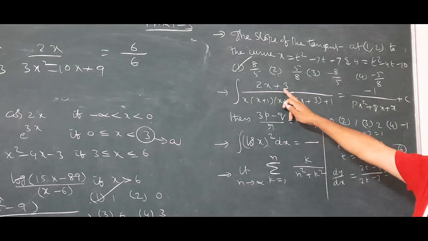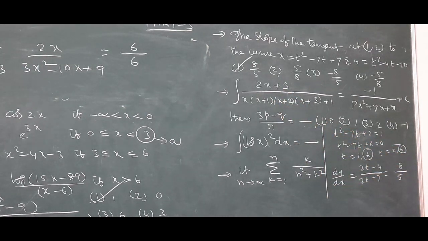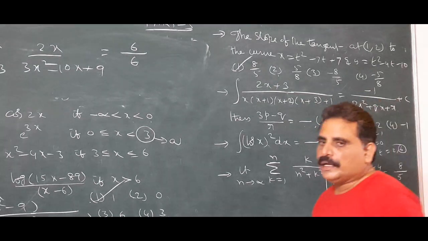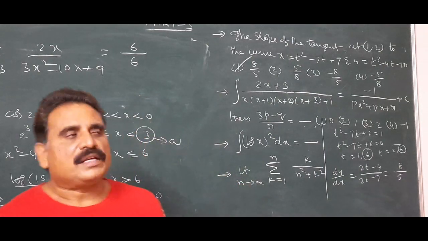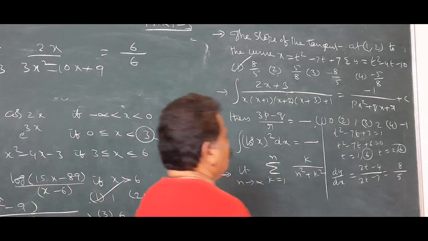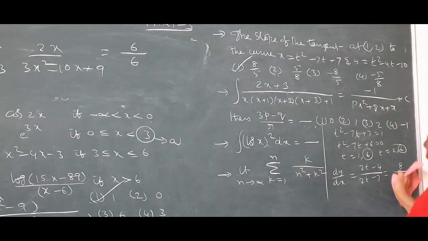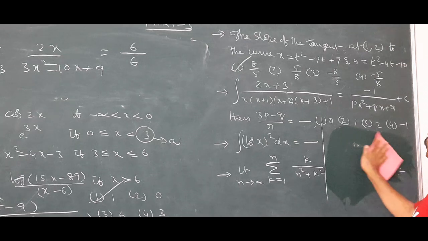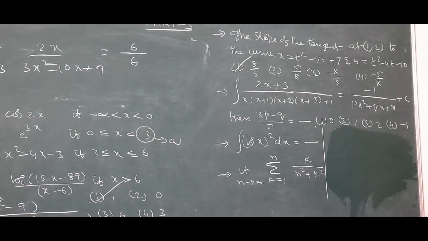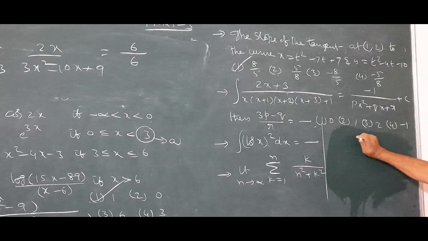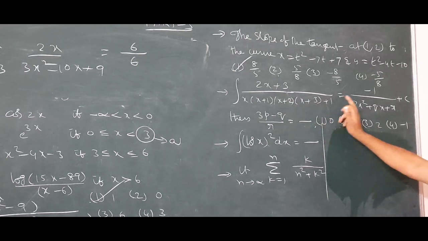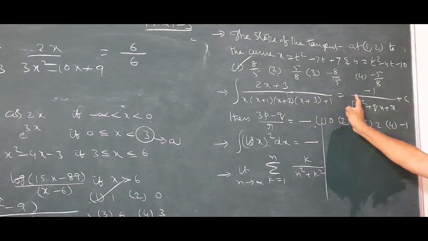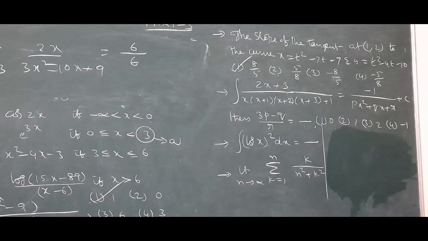Next, (2x + 3)/(x(x+1)(x+2)(x+3)) + 1 equals -1/(px² + qx + r) + c. Then we have to find (3p - q)/r. Both sides integrate, directly we get that. If you differentiate both sides, directly we get the answer.